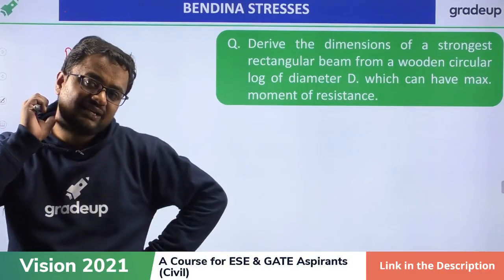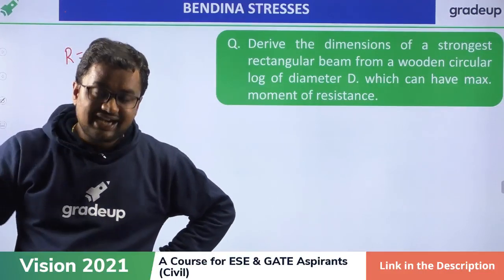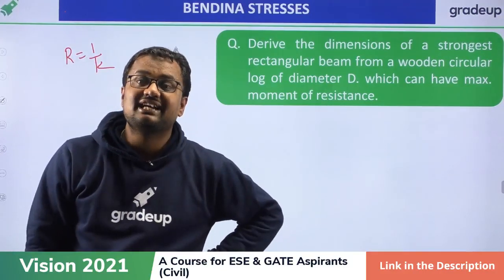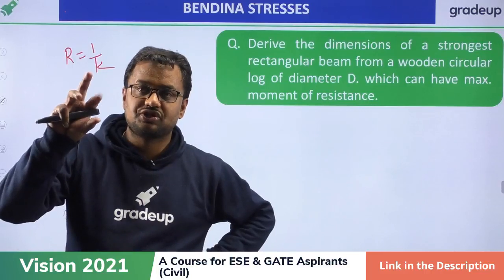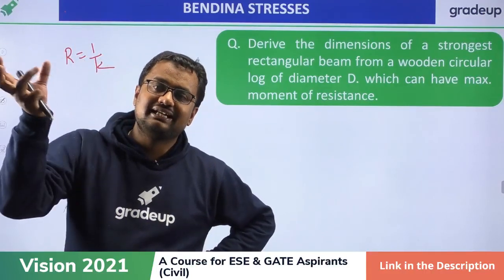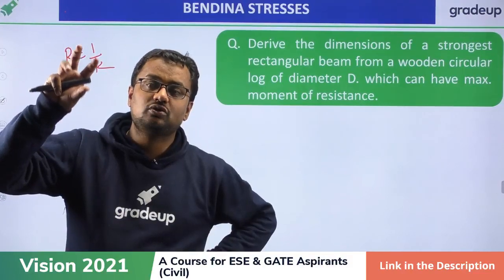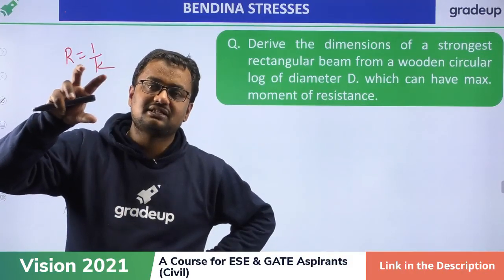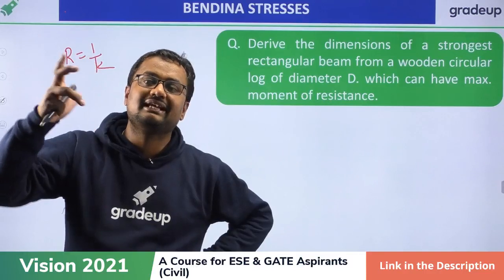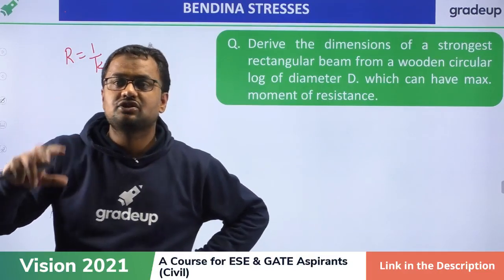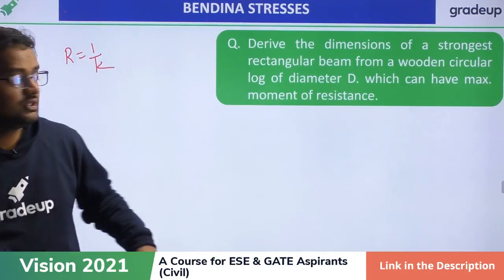Nitin, MOR is sigma into Z. Z depends on shape. BD, Z is BD square by 6. That depends on shape. And MOR depends on material and shape both. MOR is sigma max into Z. So sigma max, maximum stress, how much it can take depends on material. And Z only depends on shape. Just do this question, please.